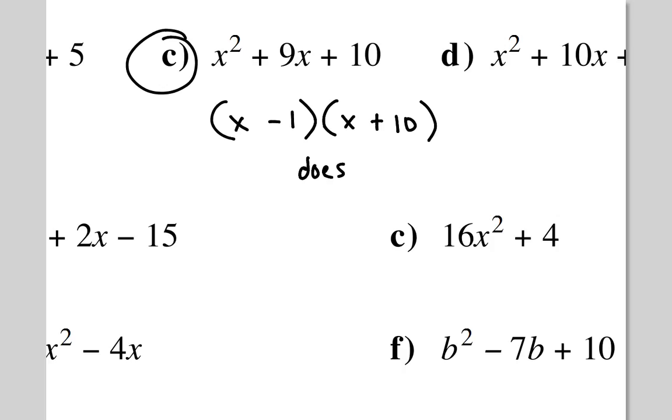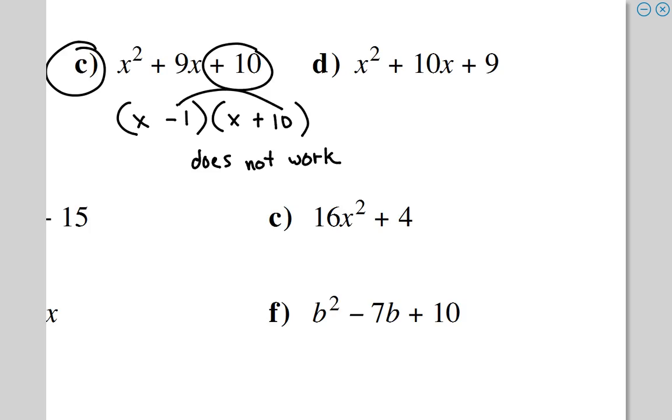Why doesn't it work? That should be a negative 10 for that to work, right? Okay, so make sure you're aware that sum can't be factored.